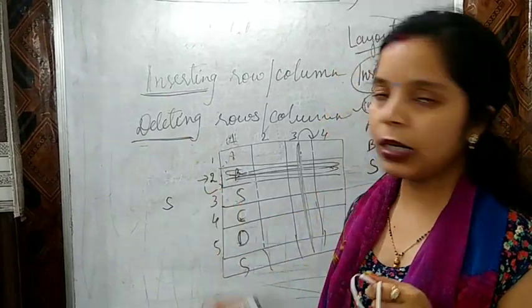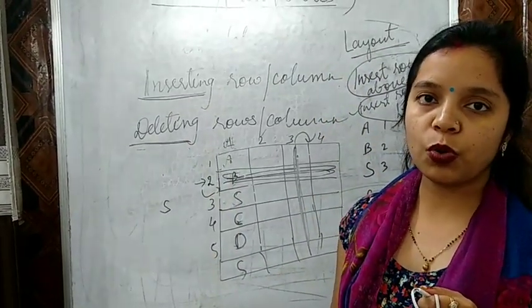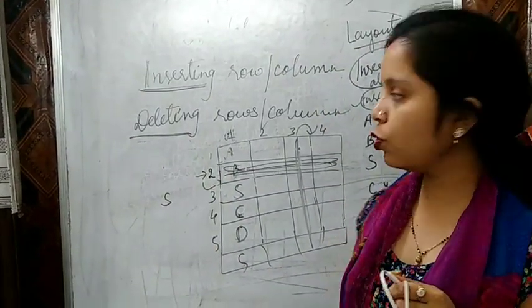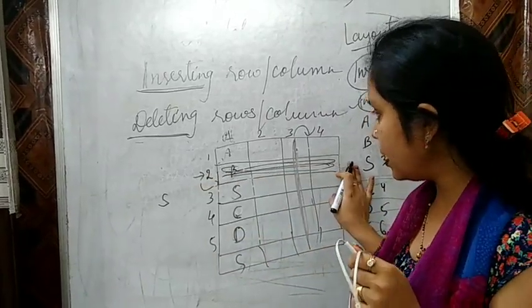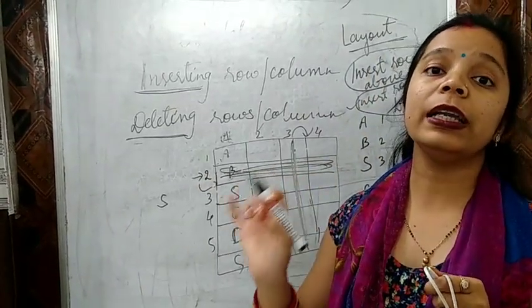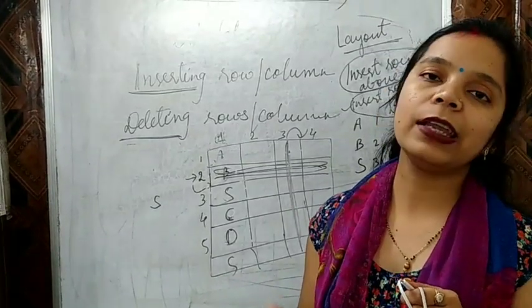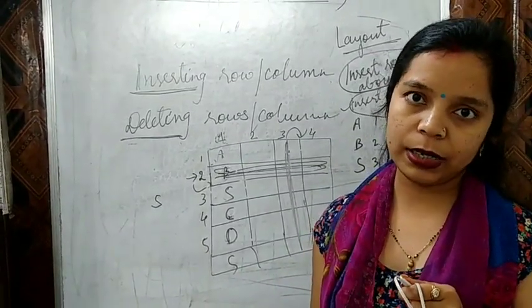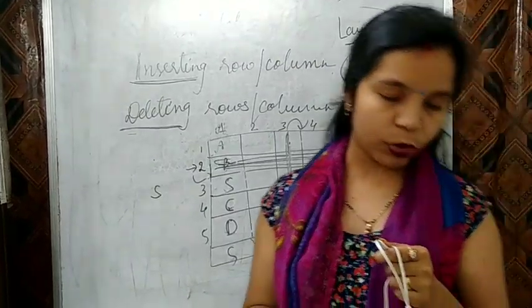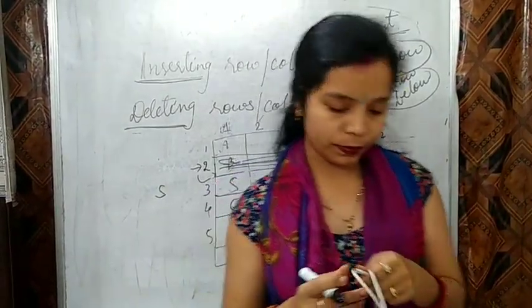Deleting is very simple. The row which you want to delete or column which you want to delete, simply select that and click on the delete option. Then you can delete any row or any column from your table. It's very simple. Now I am going to show you on the laptop.